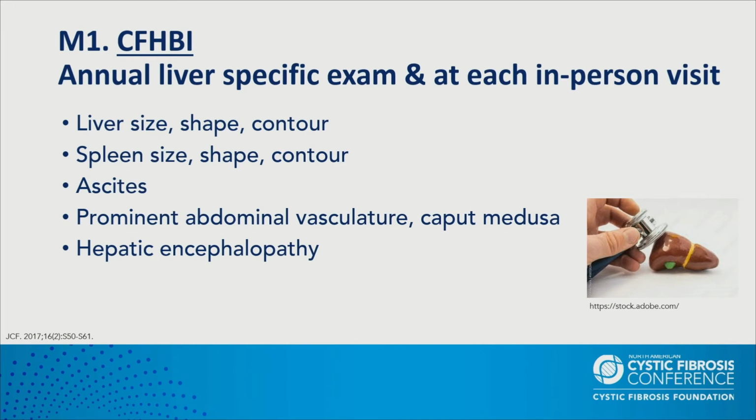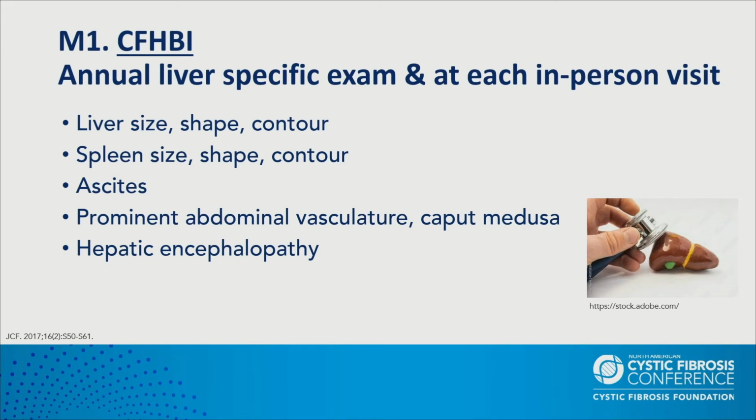Okay, so the CF Foundation recommends that in persons with CF and liver involvement, a liver-specific physical exam be performed at least annually and at each in-person visit to monitor progression of disease. So what we're looking for is changes in size, shape, contour of the liver and spleen that can be signs of advancing liver disease. Typically, initially, the liver is enlarged, and with progression of advanced liver disease, usually the liver shrinks and the spleen actually enlarges. The organs can become more firm to touch in end-stage liver disease. You can sometimes even appreciate nodules.